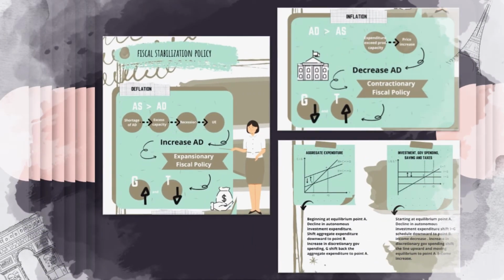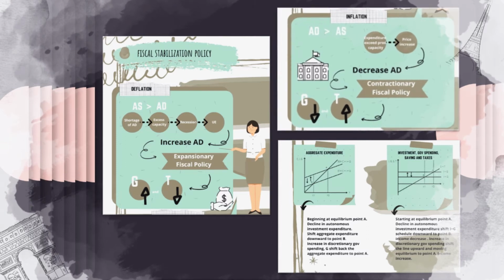Next, let's proceed to fiscal stabilization policy. Fiscal policy is the use of government spending and tax policy to alter the economy. When deflation occurs, the aggregate supply will exceed aggregate demand. There will be a shortage of aggregate demand. The recession will occur. In order to increase the aggregate demand back, expansionary fiscal policy will be applied through increase in government spending or decrease in tax.